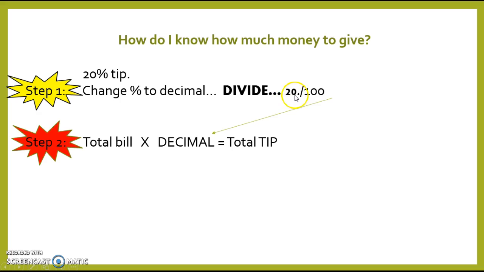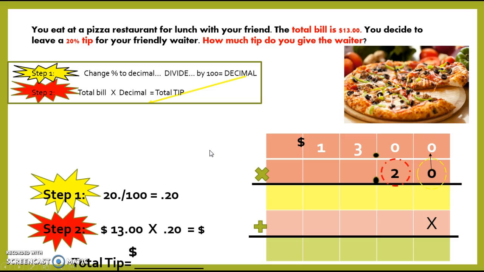So my 20% is divided by 100. A little trick I use is, since you're dividing by 100, you're going to move over 2 places. 1, 2. I'll show you that on the next slide. Then you take your total bill of how much you have to pay times that decimal, and that makes your total tip. Let's try it.